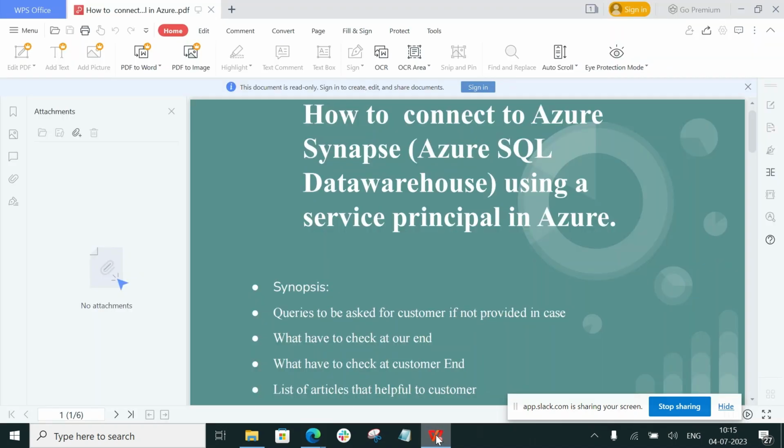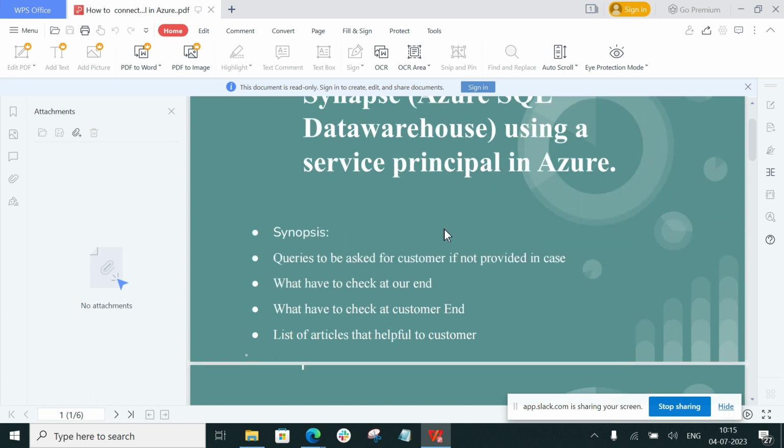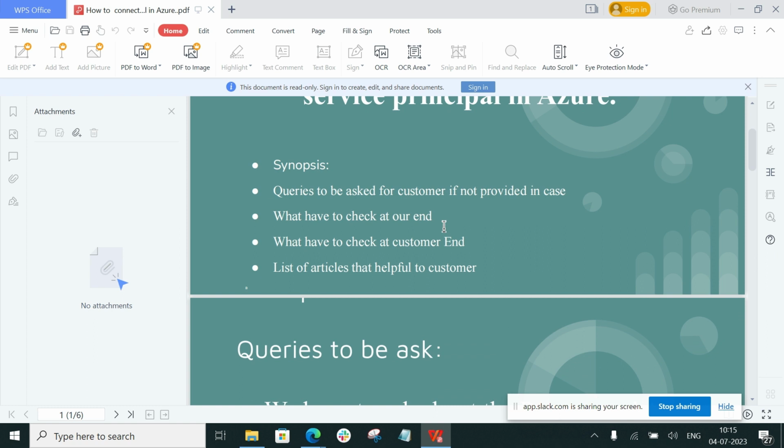Now we are going to discuss how to connect Azure Synapse, Azure SQL data warehouse, using a service principal in Azure. This is a rare error, and customers have raised these types of cases very rarely. So here we have to check some basic things and ask the customer some basic queries first of all. Here is the basic synopsis of it.